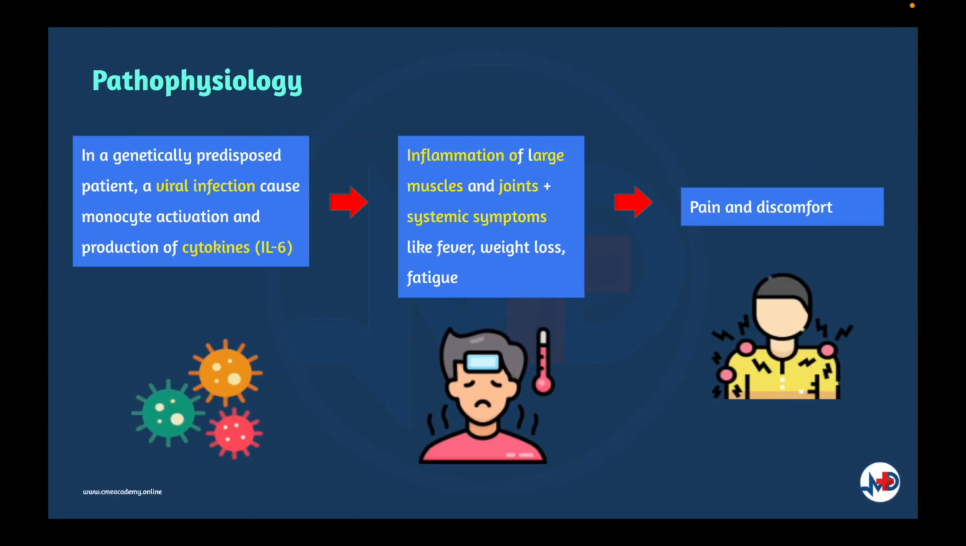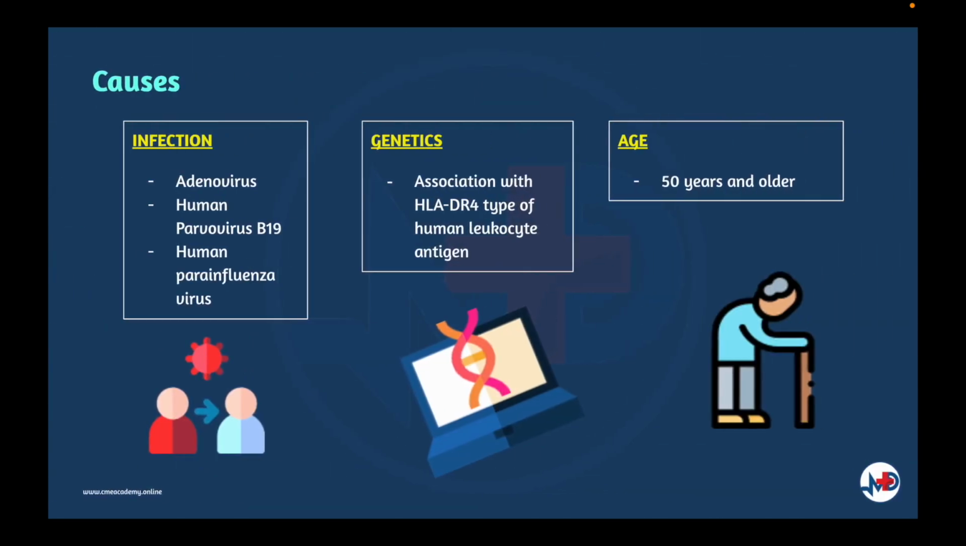Similar to other autoimmune diseases, in Polymyalgia Rheumatica, genetic predisposition and environmental factors cause monocyte activation and the production of cytokines that induce manifestations characteristic of Polymyalgia Rheumatica. Interleukin-6 appears to have a central role in mediating inflammation. In brief, it causes inflammation of the large muscles of the body and can be accompanied by systemic symptoms including malaise, fatigue, fever, and weight loss. As for the joints, the synovial membranes and bursa that line and lubricate the joints become inflamed, causing pain and discomfort. Next, we'll look at the causes and risk factors.